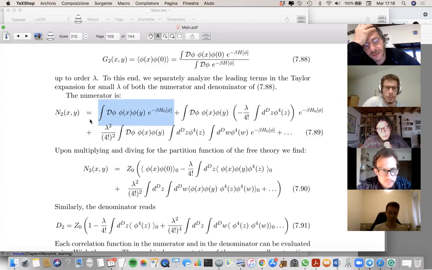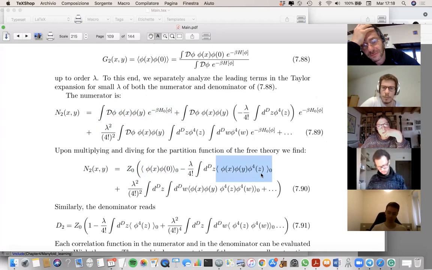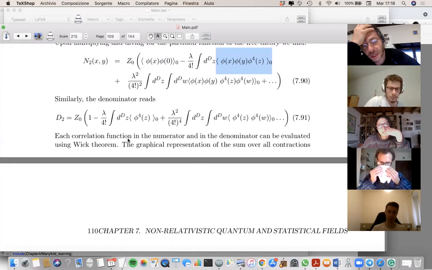Right, I have this. I divide and multiply by Z0, and this becomes a thermal average of phi x, phi y in the free theory. And this term, if you divide by the partition function and multiply by the partition function, you get a partition function outside, and then a correlation function in the free theory of this combination, phi 4, phi 5. Okay? In the denominator, I get a similar combination.